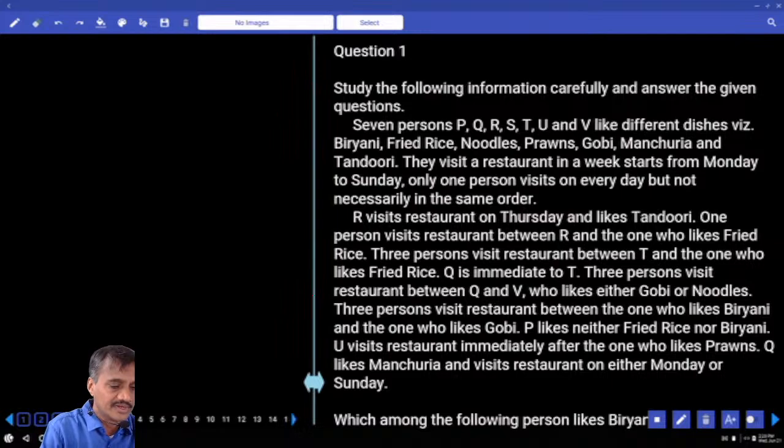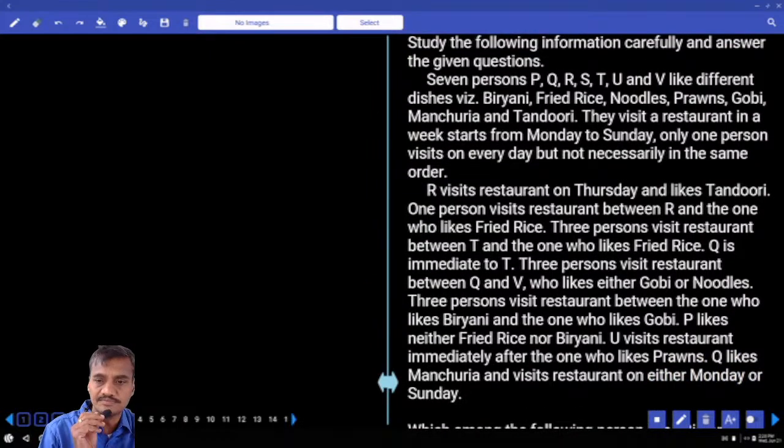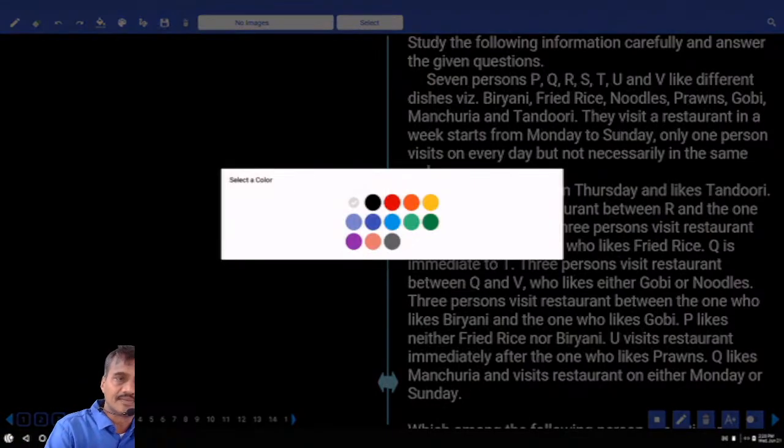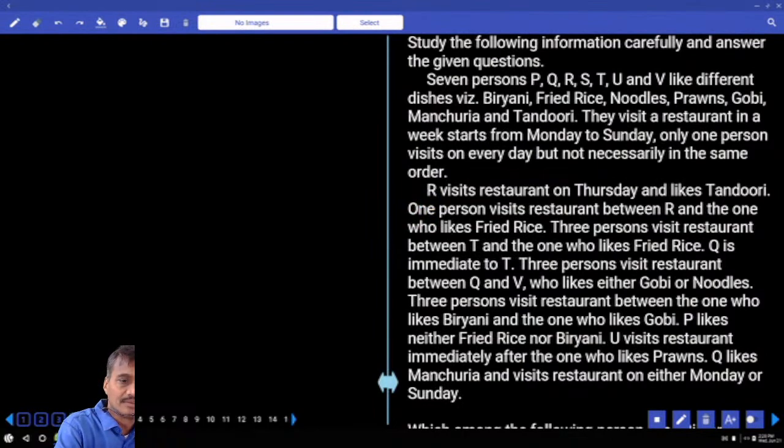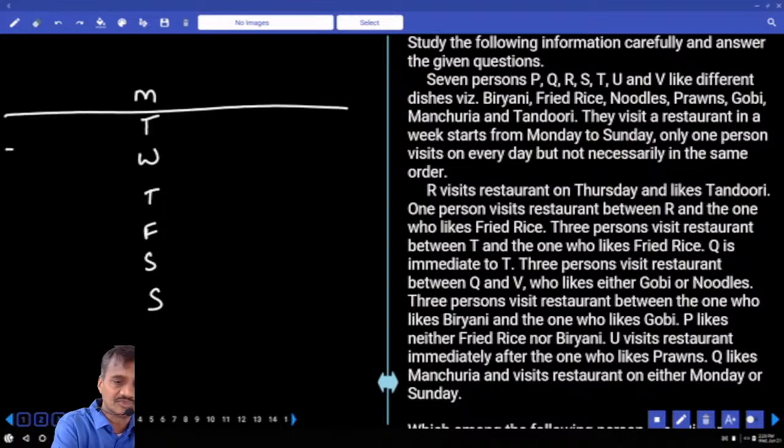Okay. Then RRB PO prelim, and question number 1. Questions 1 to 4 are based on 7 persons, P, Q, R, S, T, U and V. They like different dishes, and they visit a restaurant in a week starting from Monday and ending on Sunday: Monday, Tuesday, Wednesday, Thursday, Friday, Saturday and Sunday. Then 7 persons were there, and they like different food items as well.